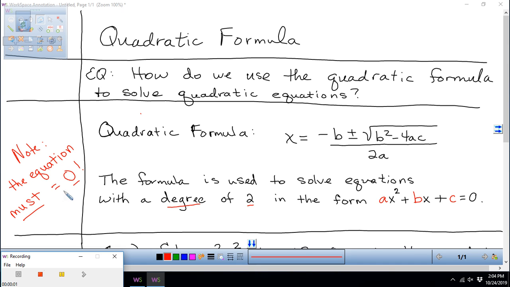Hello, welcome to our note session on quadratic formula. Our essential question is, how do we use the quadratic formula to solve quadratic equations?